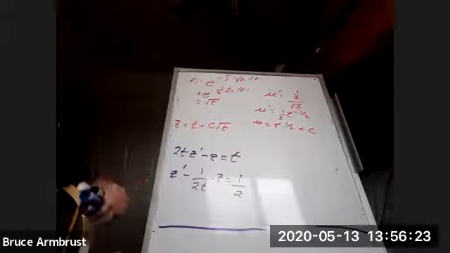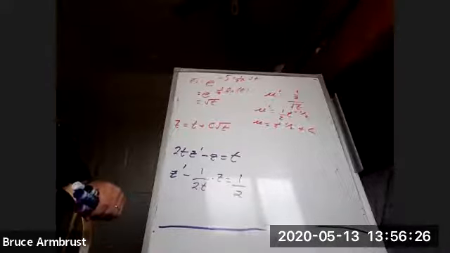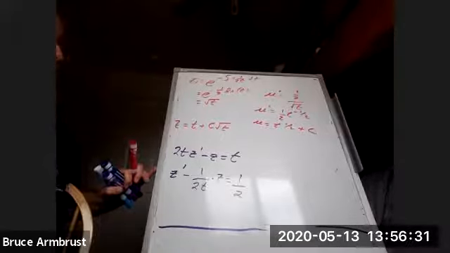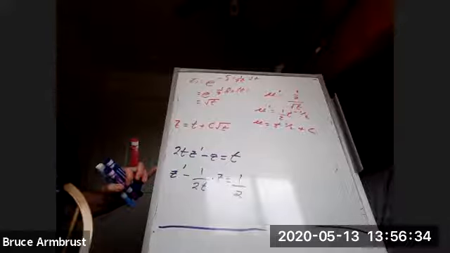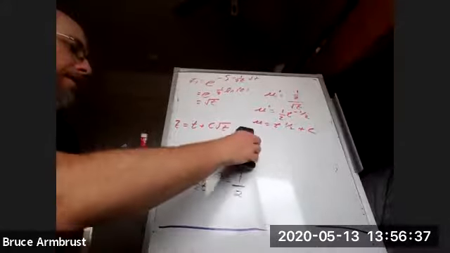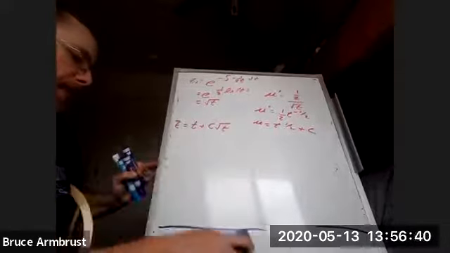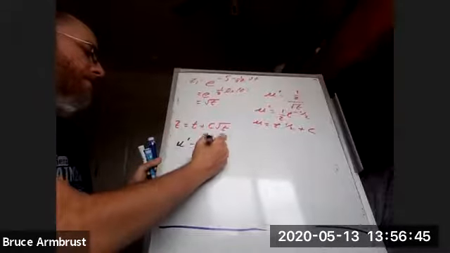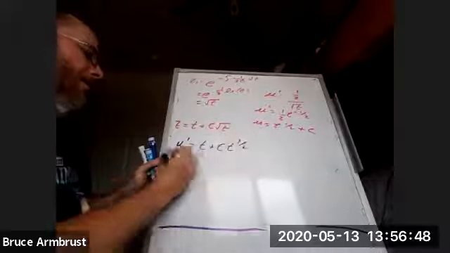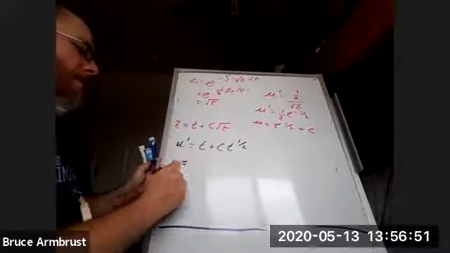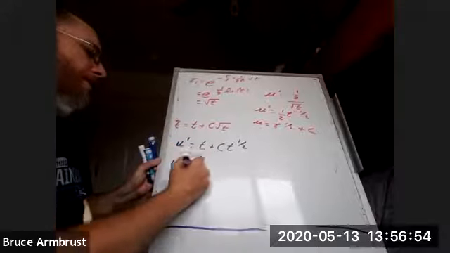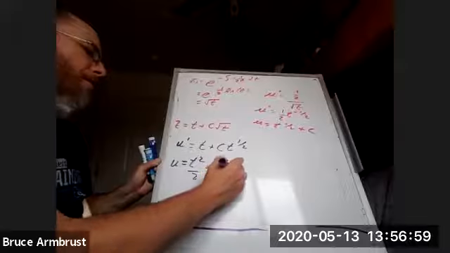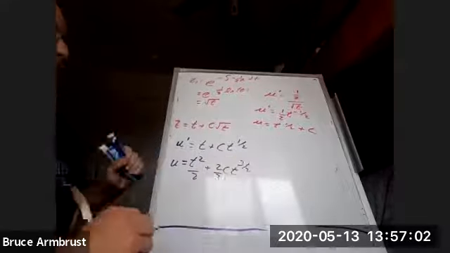Okay, well that's great, but that's just z. So remember what z is. z is u prime. So let's go back to that. So we've got u prime equals t plus c t to the 1/2. So we need u. So u, of course, is going to be t squared over 2 plus 2/3 c t to the 3/2.